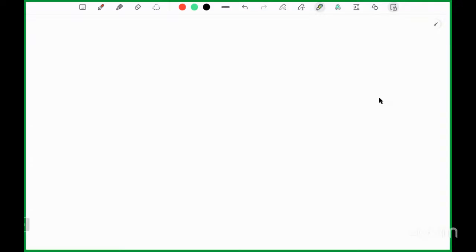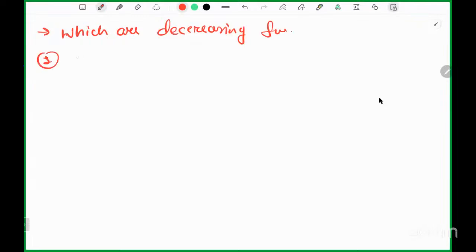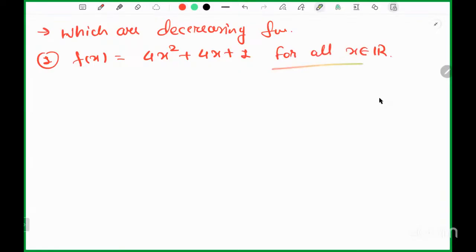So we have one question in the chat. Here it says which of the following functions is decreasing. So we have to figure out the decreasing function. I'll take one by one. The first option says f of x is equal to 4x square plus 4x plus 1 for all x belongs to real numbers. You also have to consider which domain they are asking about. What do you guys think? Is this a decreasing function or not?